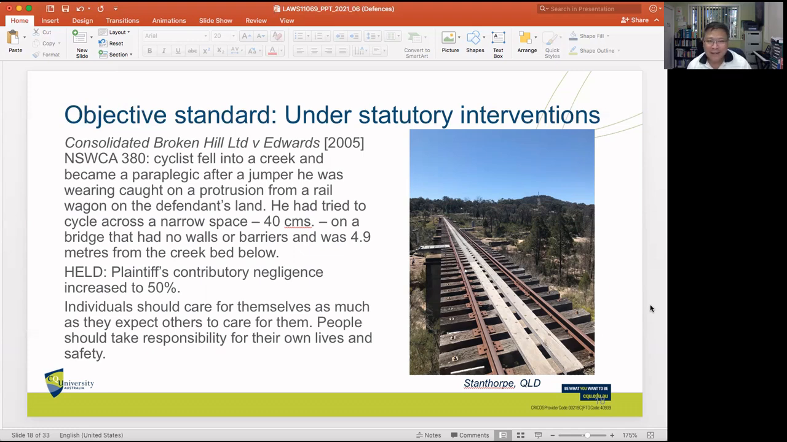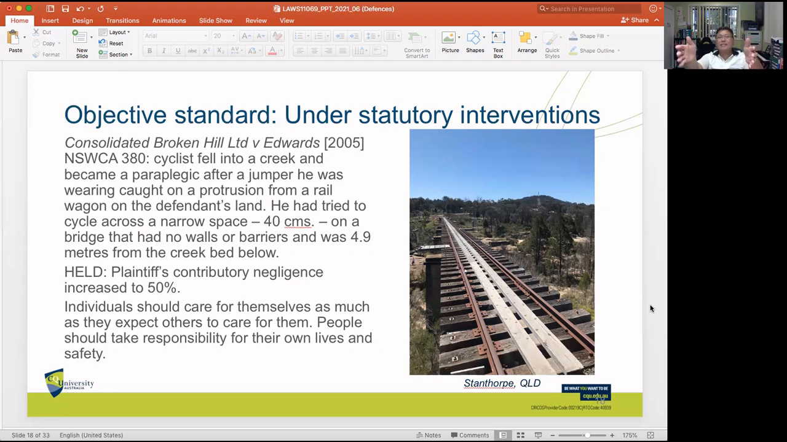Anyway, I thought about that when I was thinking about the case of Consolidated Broken Hill Limited versus Edwards, because in this particular case, the cyclist fell into a creek and became a paraplegic after a jumper he was wearing, as a biker, caught on a protrusion from a rail wagon on the defendant's land. So there was a railway, an elevated one. He had tried to cycle across a narrow space, which is 40 centimeters.